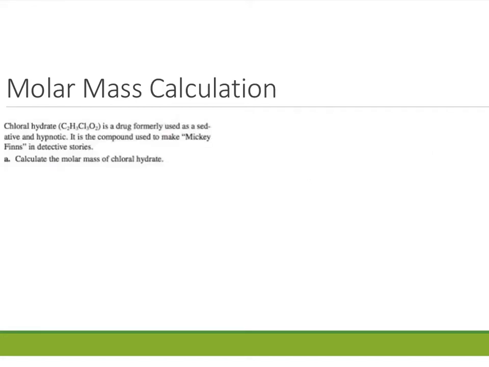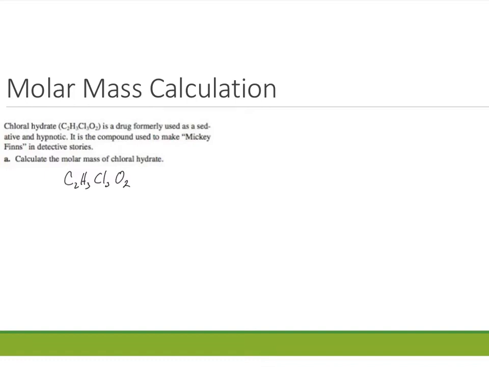Let's do a molar mass calculation. Chloral hydrate, C2H3Cl3O2, is a drug formerly used as a sedative and hypnotic. It is a compound used to make a Mickey Finn in detective stories. Calculate the molar mass of chloral hydrate. So, we've got the formula C2H3Cl3O2. To determine the molar mass, I'm going to use the periodic table, and I'm going to look at each of the atomic masses and add up the sum total of all of the masses present in the compound.